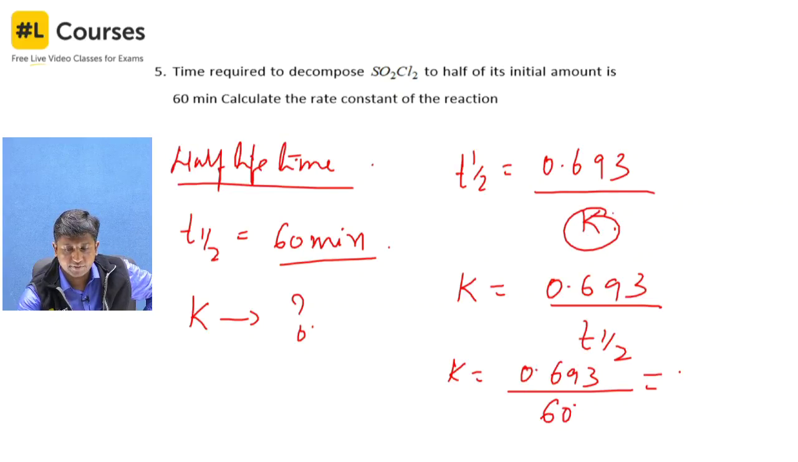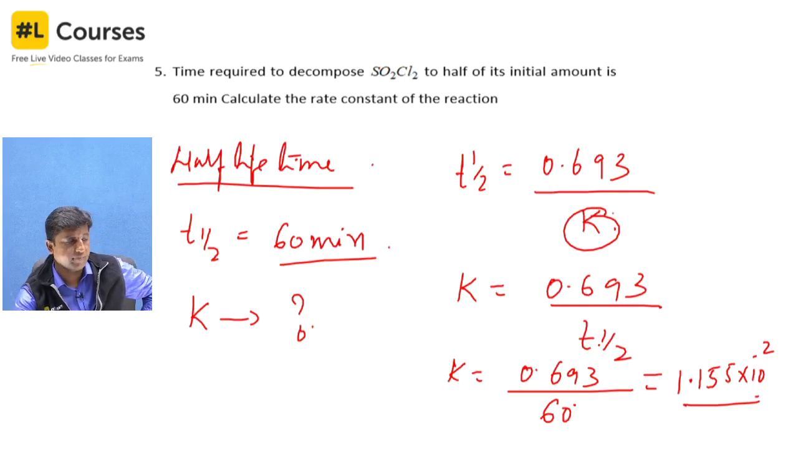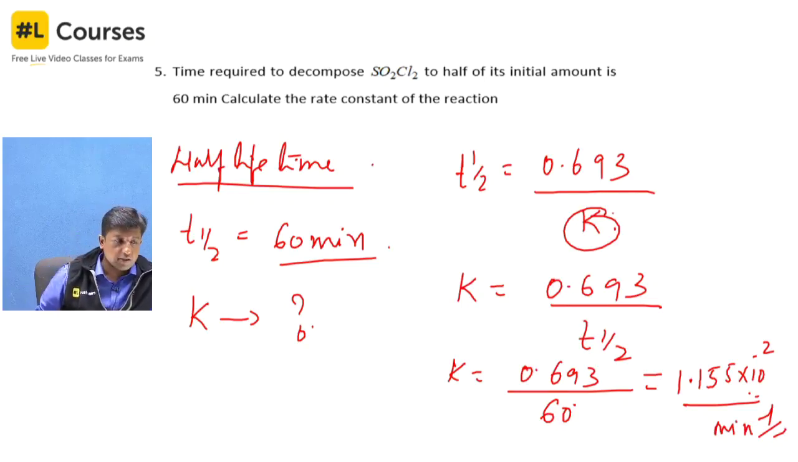So, the answer is 1.155 into 10 power minus 2. What is the unit, students? At least you tell me the unit here. Half-life time they have given in minutes. What is the unit for K? Yes, it is per minute. The unit is per minute. Students, writing the unit is also very important. So, this is the answer for the fifth problem. Okay then, the next problem.